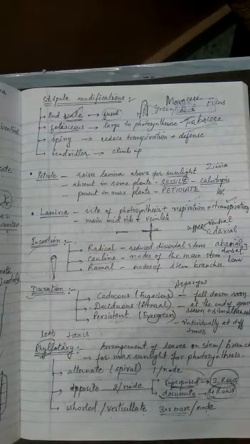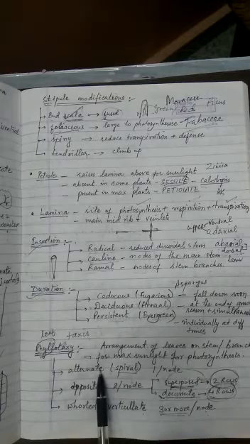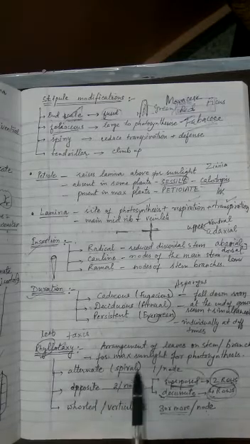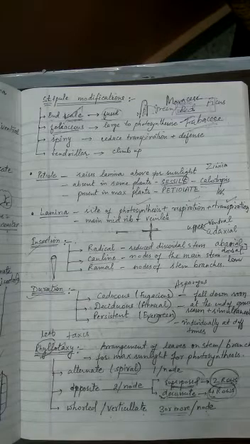Now the next topic we learned in the last class was phyllotaxy. If you break the word, phyll means leaf and taxis means arrangement. So the arrangement of the leaves on the stem or on the branches for maximum sunlight is called phyllotaxy. And we learned that if there is only one leaf per node, it is called alternate, also called spiral, because a spiral arrangement or a helical arrangement is formed.